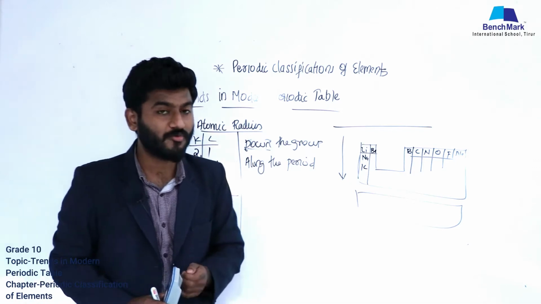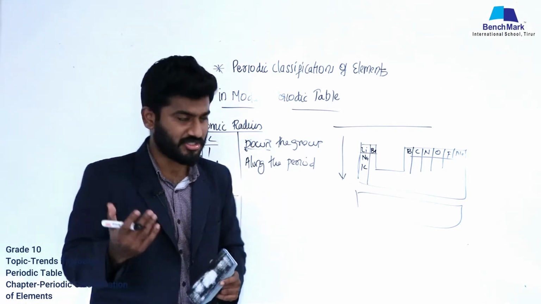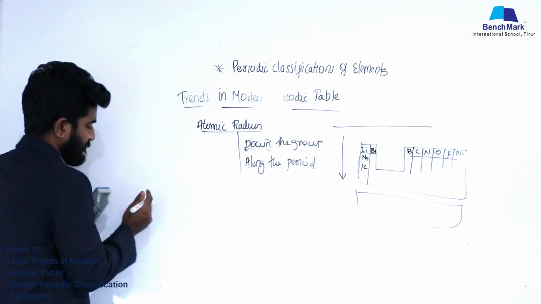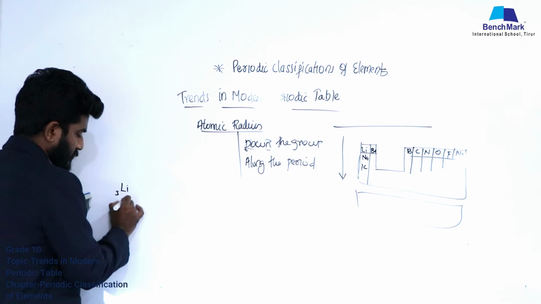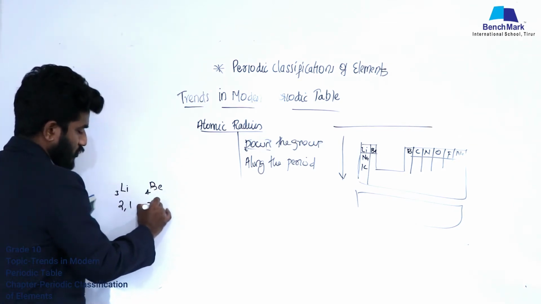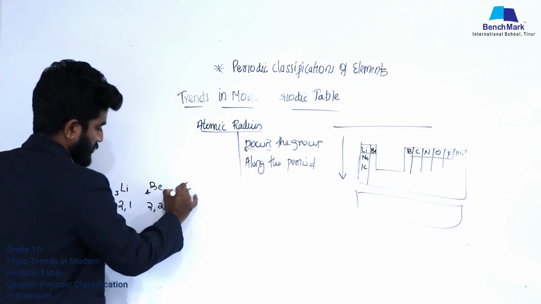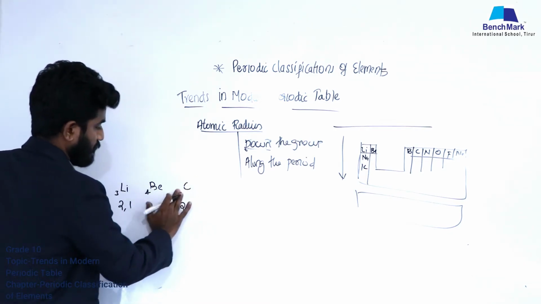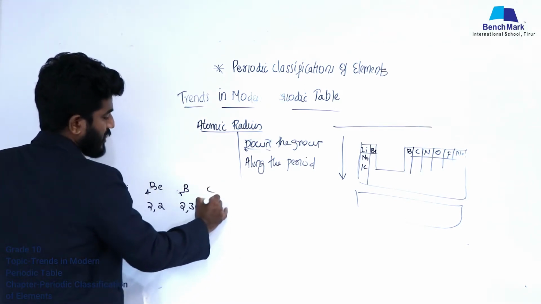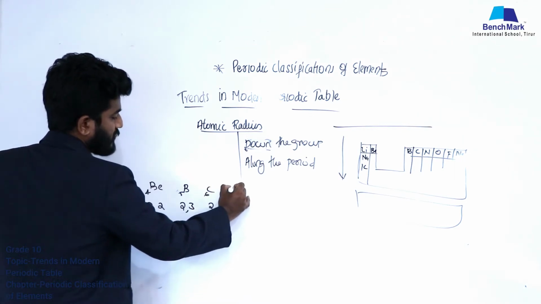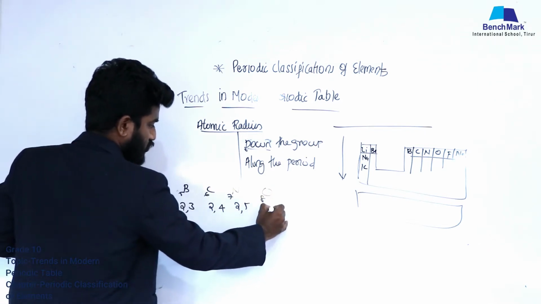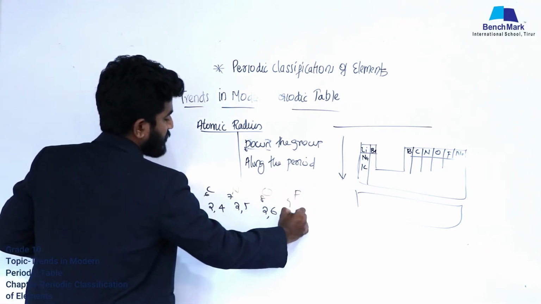Along the period, what happens to the atomic radius? In order to find it out, what do you have to do? Write the electronic configuration. It is simple, right? Lithium 3: 2,1. Then beryllium 4: 2,2. Boron, atomic number 5: 2,3. Carbon 6: 2,4. Then nitrogen 7: 2,5. Oxygen 8: 2,6. Then fluorine 9: 2,7.